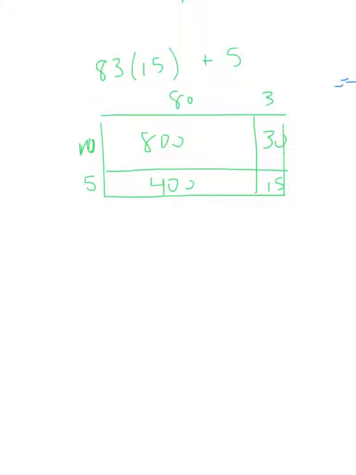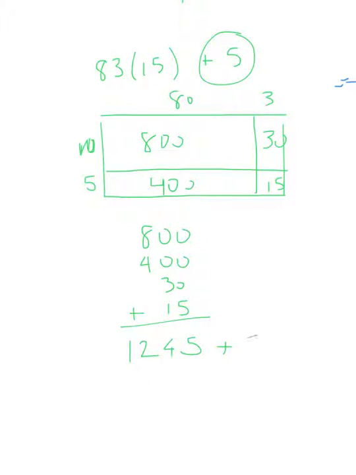Now let's add all these up. So we have 800, 400, 30, 15. Now that gives us a total of 1,245. Remember, we had a remainder of 5, so we have 5 left over. So we add 5 back. It gives us 1,250. And that's our original number.